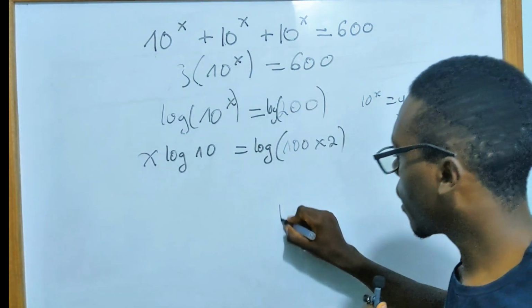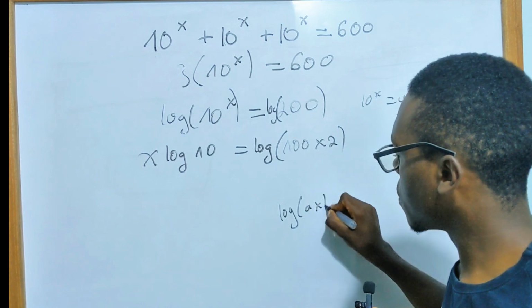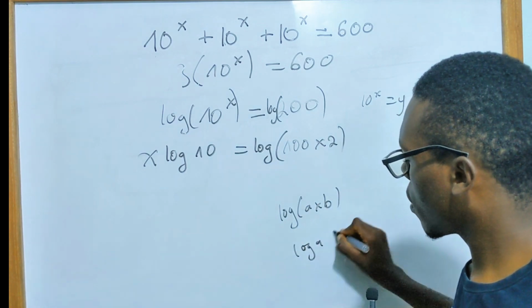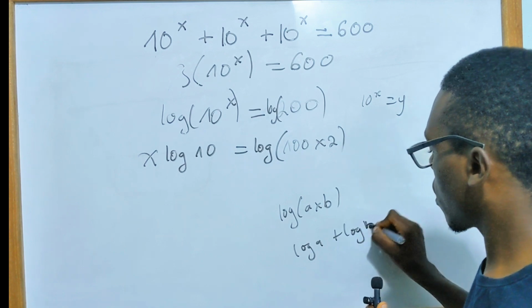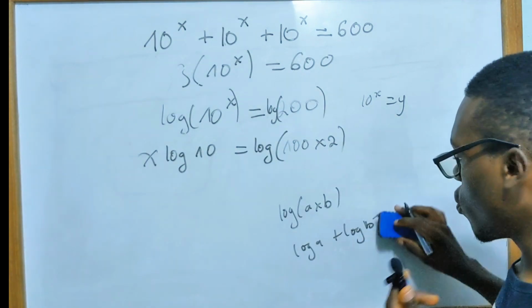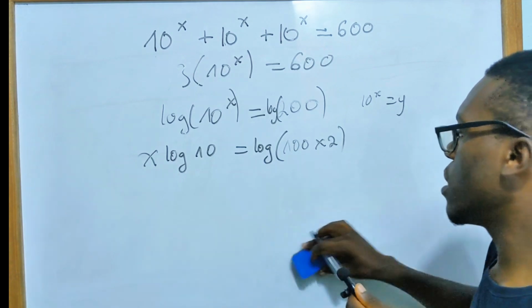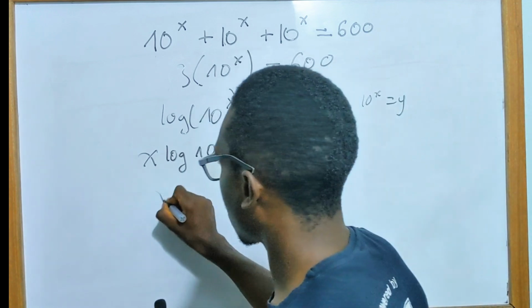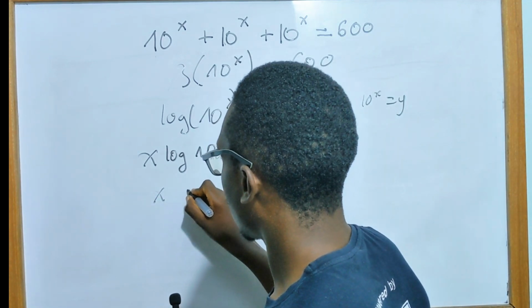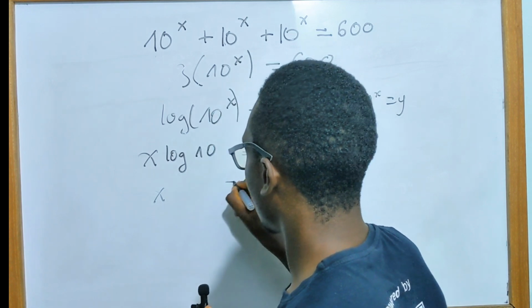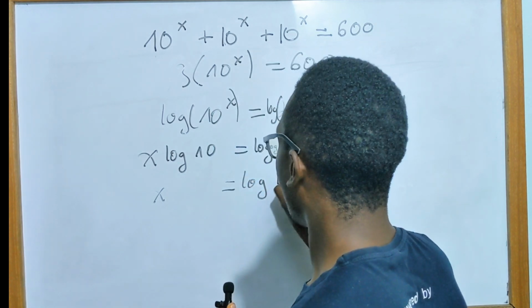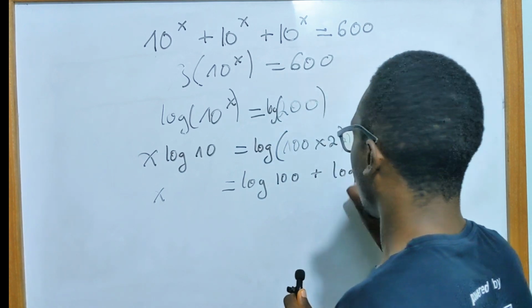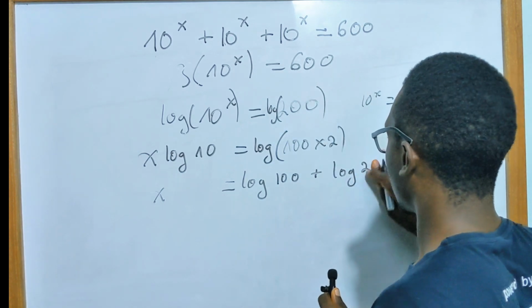And we also know that log of a times b is equal to log a plus log b. That is a principle of logarithm, hope you know about it, else check the video in the playlist here. Hence we are going to have x log 10 is equal to log 100 plus log of 2.